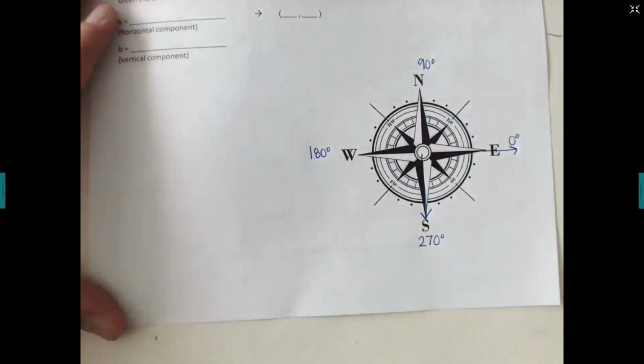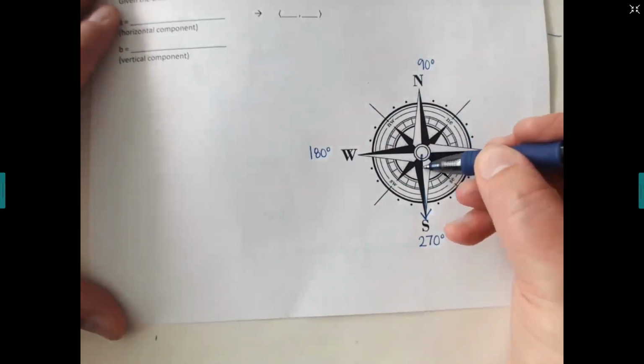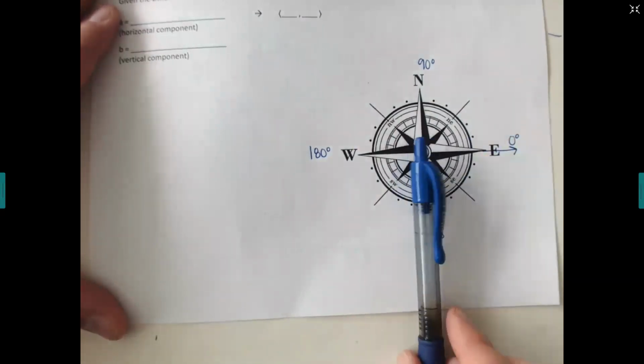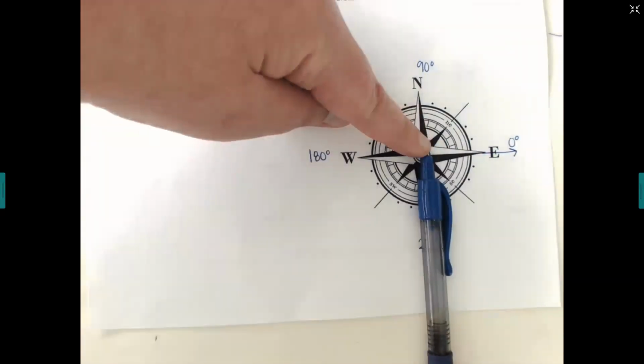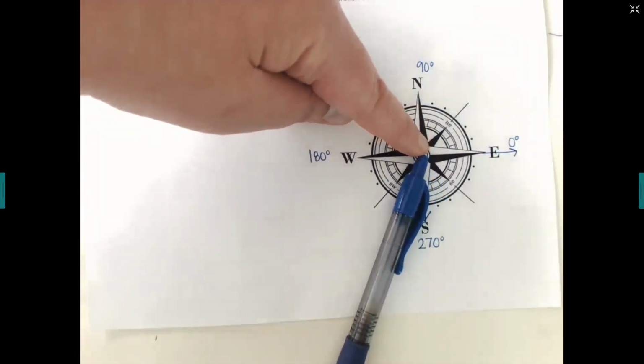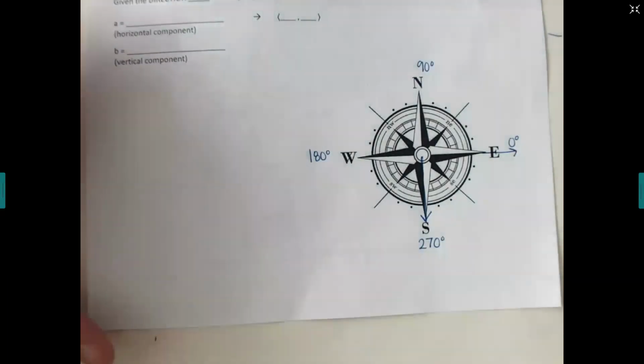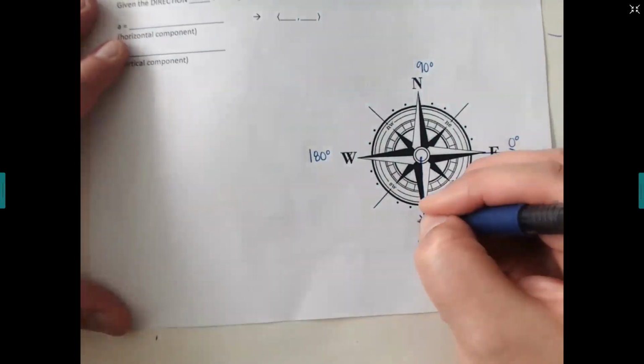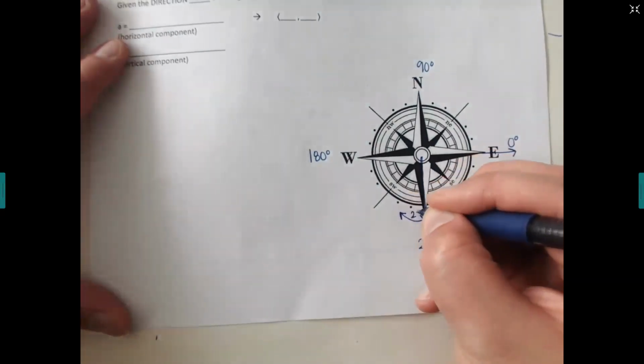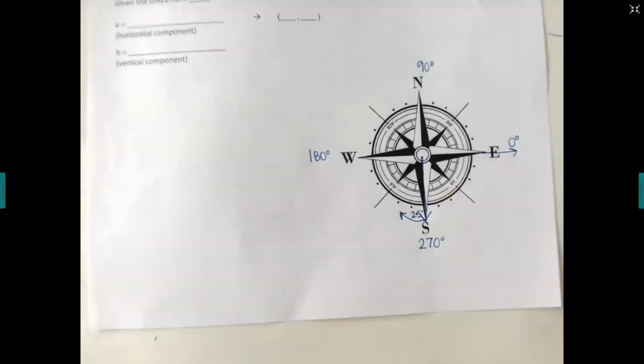We want south 25 west. So I'm gonna start pointed south, and then I'm gonna tilt 25 degrees west. Should I add that or subtract it from the 270? Subtract. You should subtract. Very good. So if I go 25 degrees this way, that would put me here.